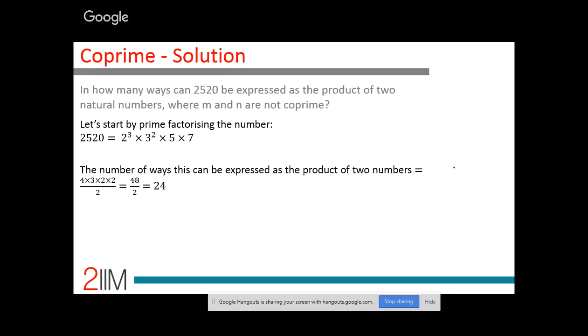So the formula, it's 2 cube into 3 square into 5 into 7. So we can expand it: 2 into 2 into 2 into 3 into 3 into 5 into 7. So we have 7 multiplications to be done, and we have to choose 2 out of those to make it A and B.